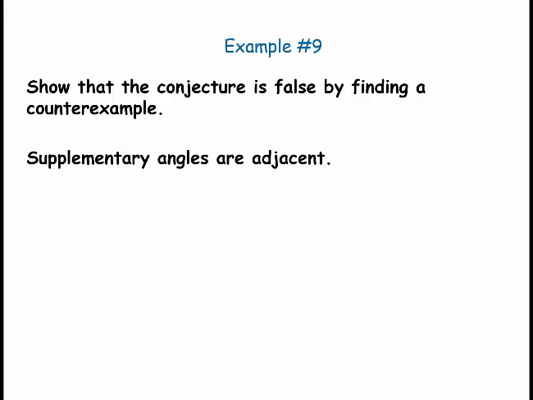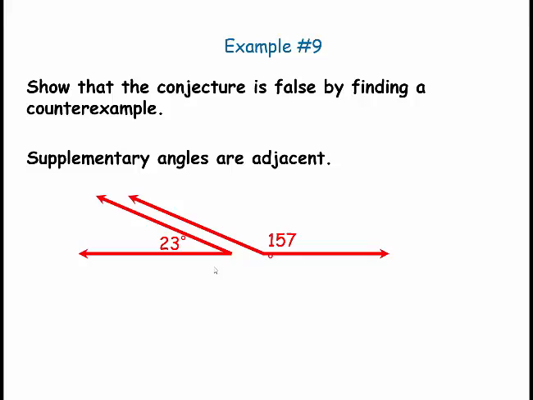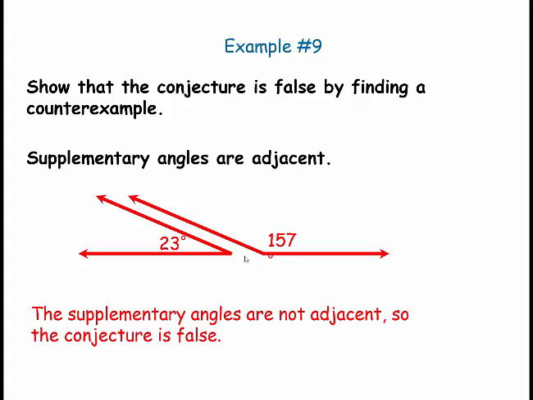Again, let's show that the conjecture is false by finding a counterexample. Supplementary angles are adjacent. Well, remember, supplementary angles only need to add up to 180. If you look at these two degrees, 23 and 157. They add up to 180. They are not adjacent. Okay, so these supplementary angles are not adjacent, so the conjecture is false.